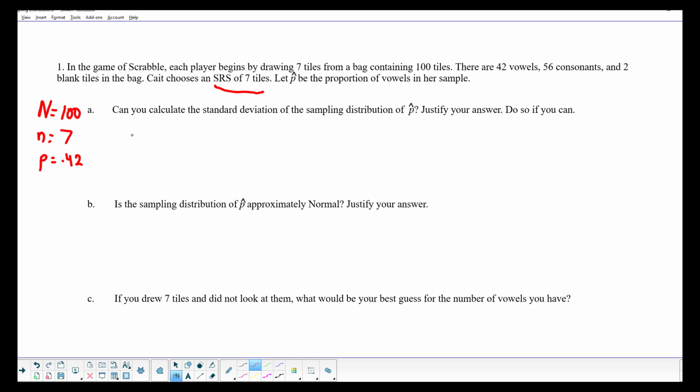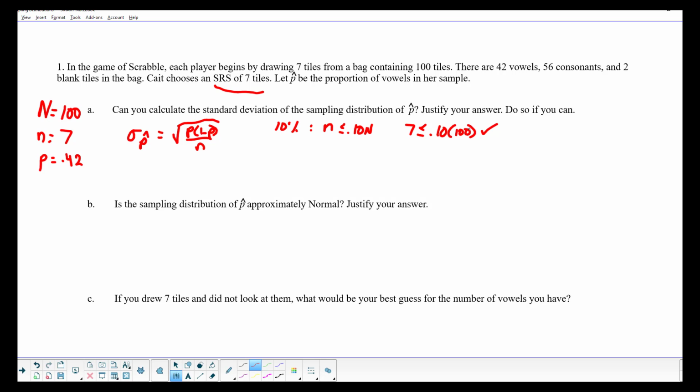So, sigma p hat, we know that formula, right? It's the square root of p times 1 minus p divided by n. But the problem is there was a condition that we had to check with this. Which condition was it that we had to check in order to be able to use this formula? It's the 10% condition. So, we want to know our sample size. Was it less than or equal to 10% of the entire population? Well, 7 is indeed less than 10% of 100. So that checks out, okay?